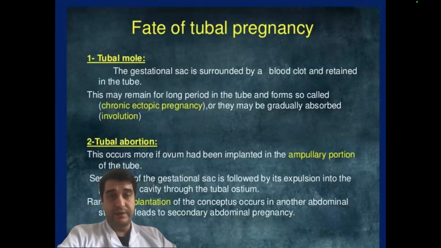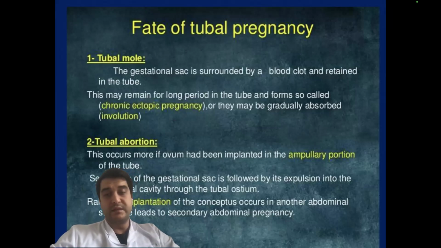Fate of tubal pregnancy: a tubal mole. The gestational sac is surrounded by blood clot and retained in the tube. This may remain for a long period in the tube, or it may be gradually absorbed. Tubal abortion occurs when the ovum has been implanted in the fimbrial portion of the tube. Separation of the gestational sac is followed by its expulsion into the peritoneal cavity through the tubal ostium. Rarely, reimplantation of the conceptus occurs on other abdominal structures, leading to secondary abdominal pregnancy.